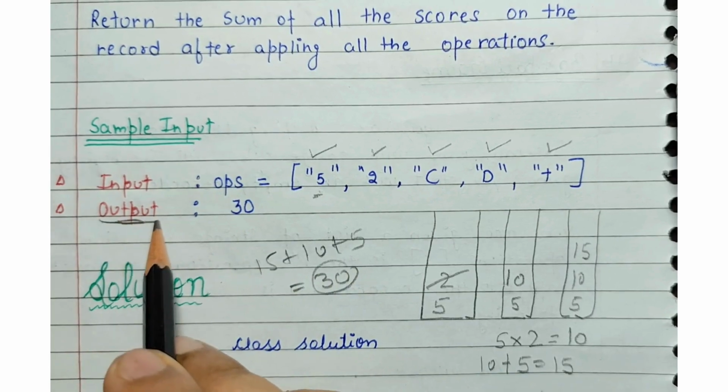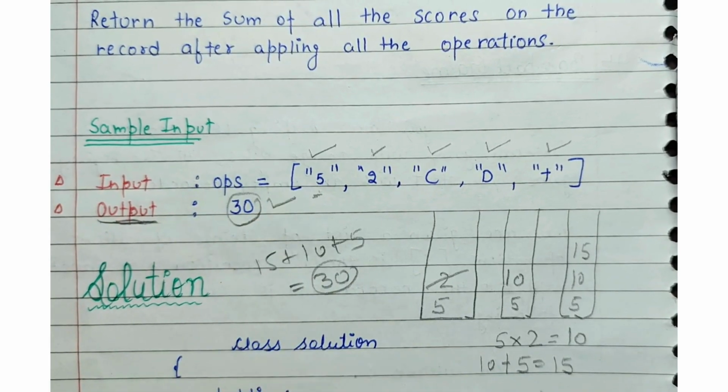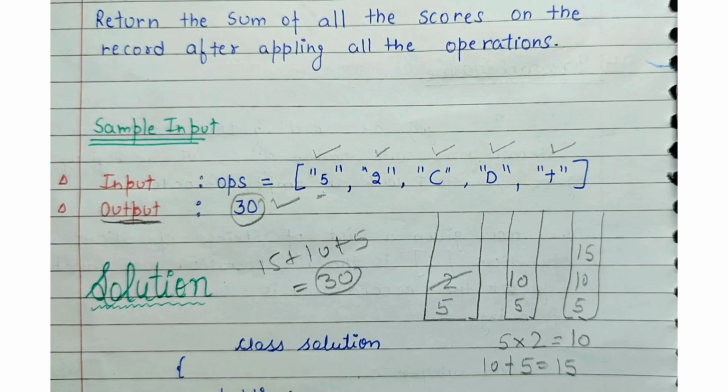So in the output, what we have to return, we have to return this 30. We have to return the sum of all the scores after applying all the operations. I hope all of you understood the problem. Okay, now we discuss the code for this.